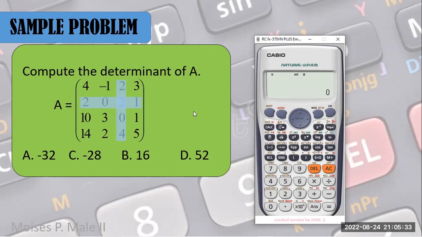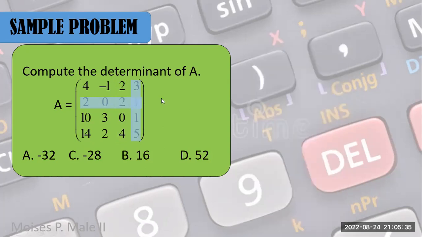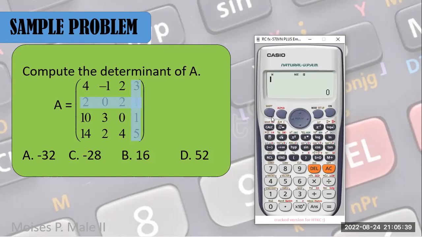Okay. For the third matrix, it will be coming from here. Ito, flash nyo ito. So, what's left is input nyo sa matrix C.